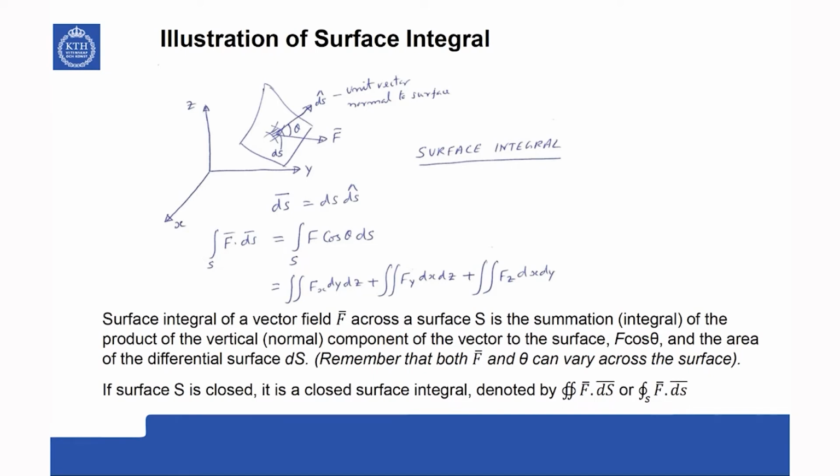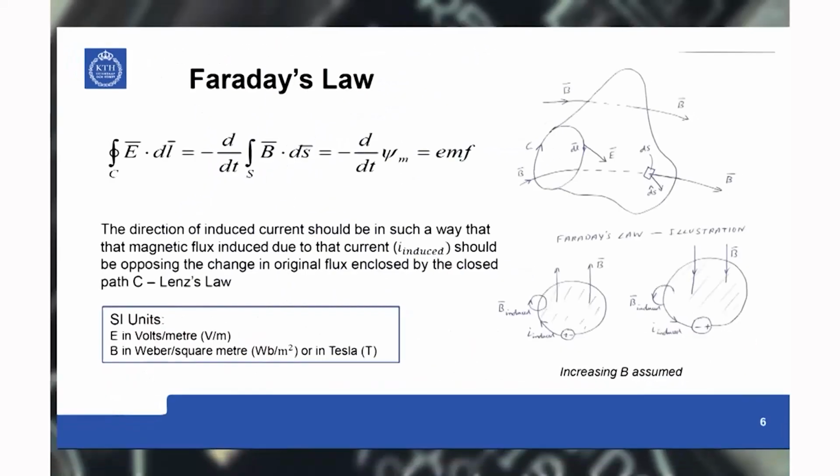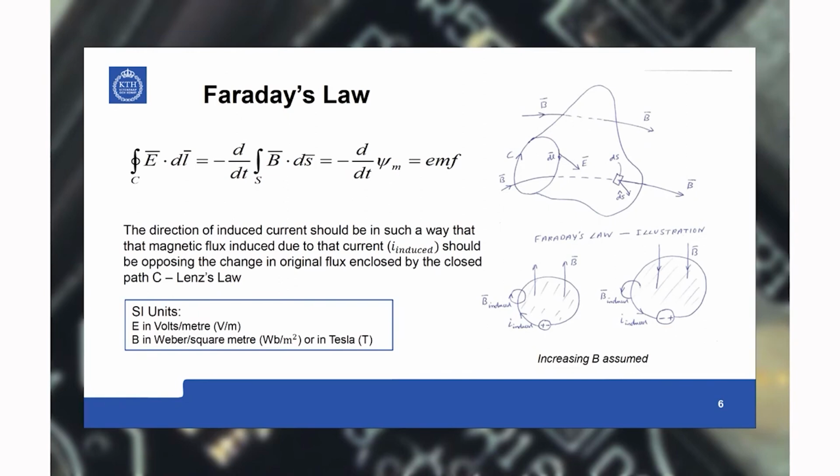So you are multiplying the component of the vector field F along the unit vector with the small elemental area, then summing it up all along the area. We need to do this summation or integral because both F and theta can vary across the surface. If surface S is closed, it is a closed surface integral, denoted by a circle on the integral symbol, like this.